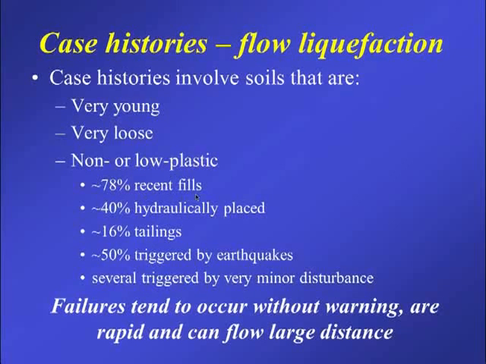About 78, almost 80% of them were recent fills, 40% were hydraulically placed, 16% were tailings, and about half of them were triggered by earthquake, which also meant half of them were not triggered by earthquake. They were triggered statically. And in several of the case histories, the triggering mechanism was very minor. I'll mention later the Jamuna Bridge case history, a very good example where about 36 submarine flow slides occurred during the construction of the Jamuna Bridge, and many of these were triggered by very minor disturbances.